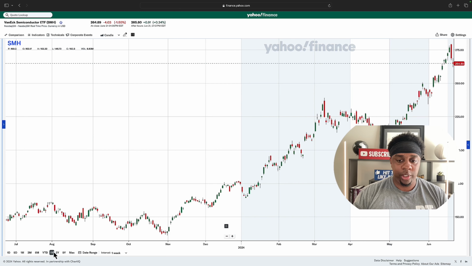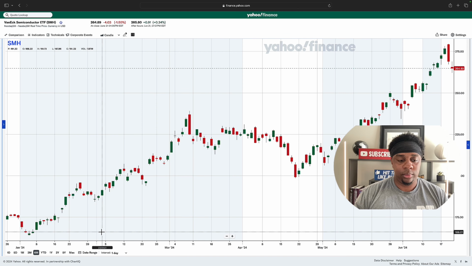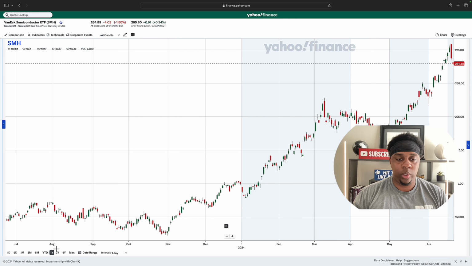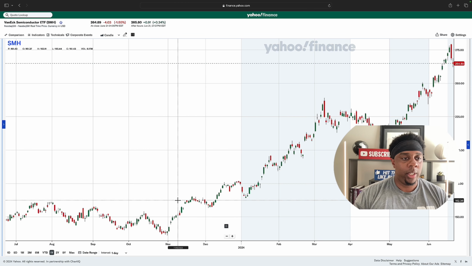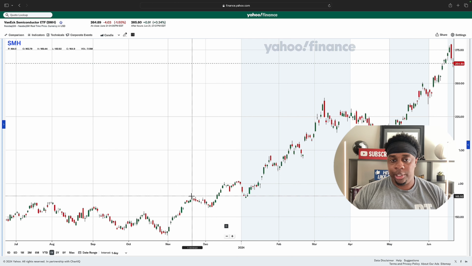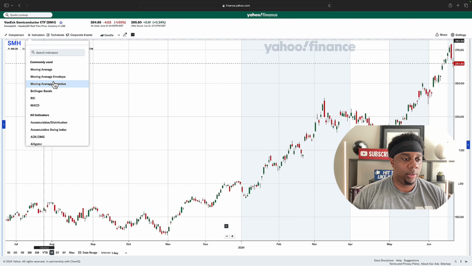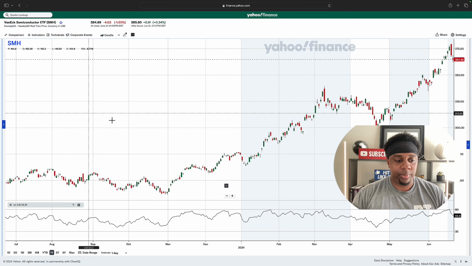Okay. Then I'll go to the 1 year. So this is over the past 1 year. I kind of like to go 6 month, 3 month. Well, let's go back to the 1 year. Okay. So let's start adding a couple things to this chart. So we'll go to indicators. Let's add the RSI.